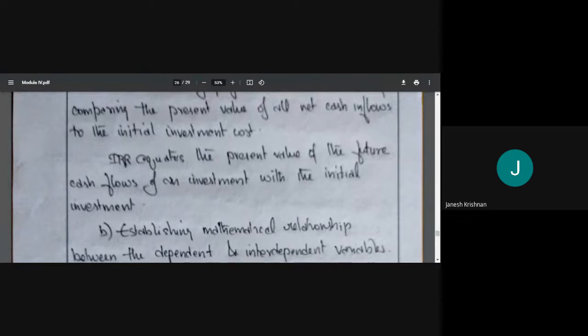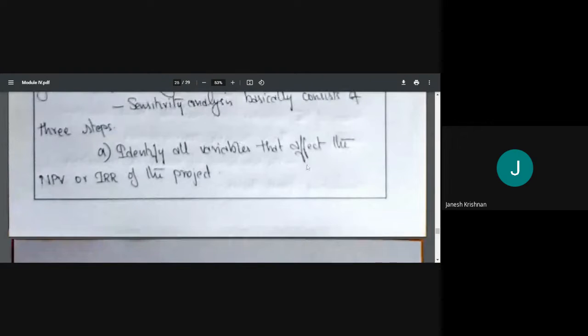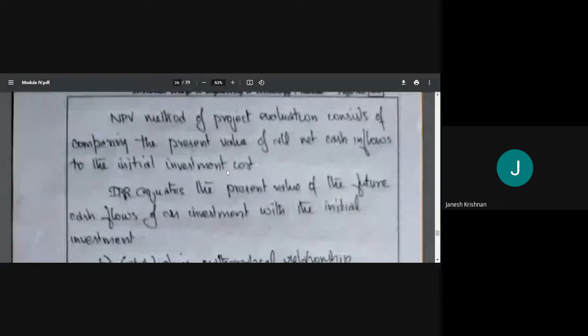That is considered. The IRR equates the present value of the future cash flow of an investment with the initial investment. If we get 100 rupees in the future, what is the value of that 100 rupees today? That is the case. So NPV means net present value, IRR means internal rate of return. NPV is the present value of cash inflow against the initial investment. IRR is the present value of the future cash flow equated with the initial investment.